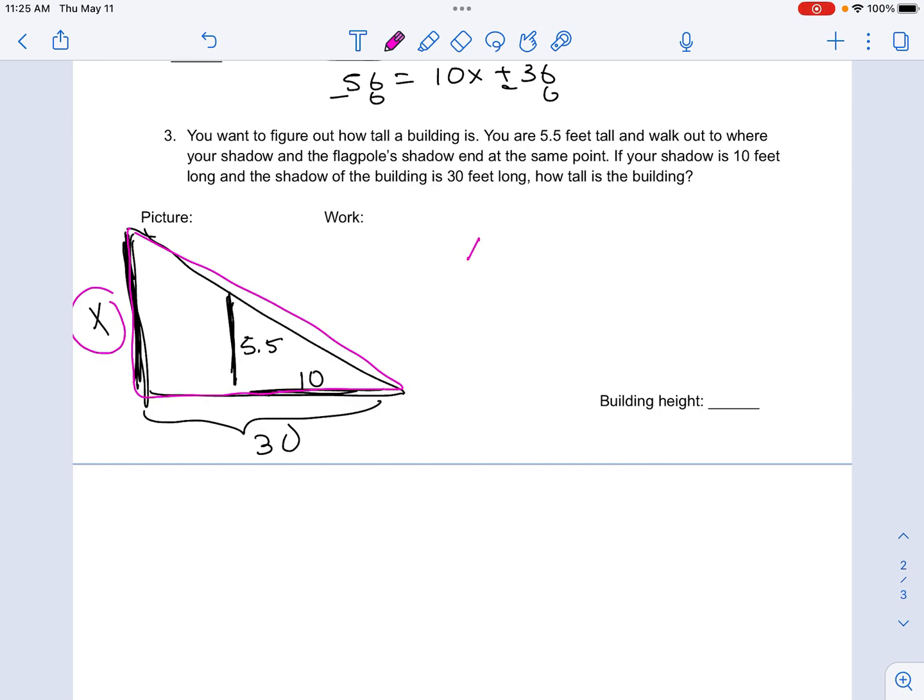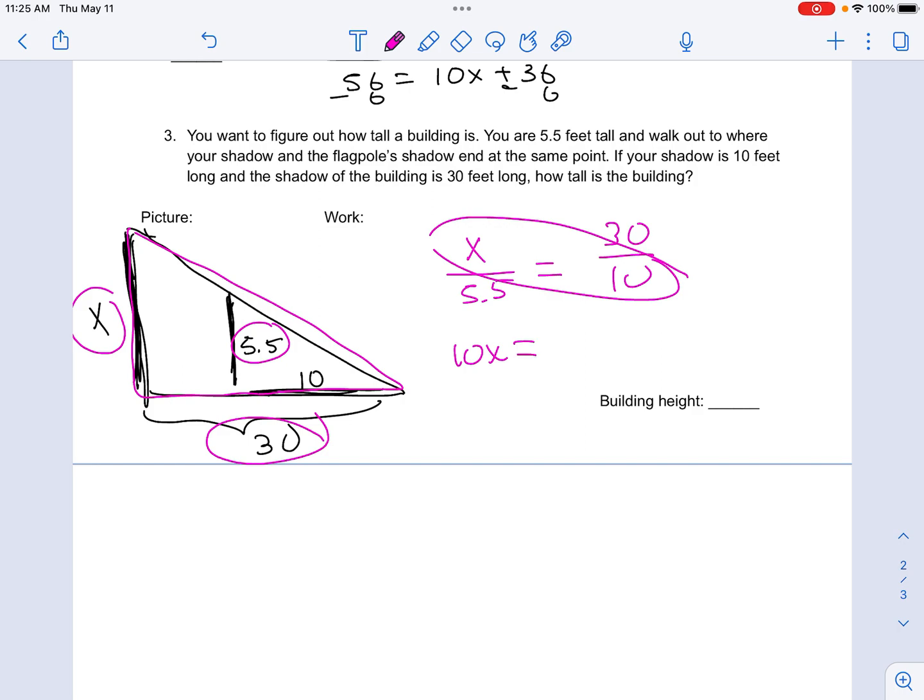So again, start with your x. That matches up to 5.5 on the little one. Go back to the big triangle. Matches up to the 10. Cross multiply. And you're going to get this. Divide, divide. So this is 16.5.